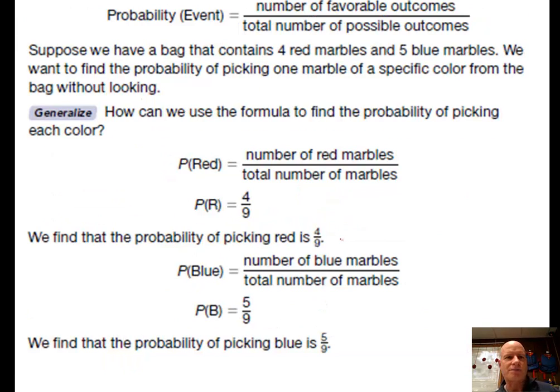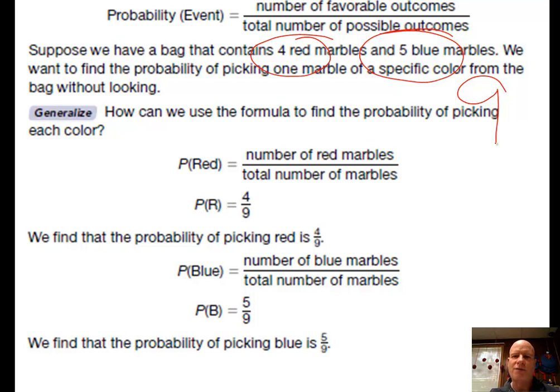So let's look at a few of these. Remembering that it's the number of favorable outcomes over the total number of possible outcomes, let's look at a bag of marbles. Suppose we have this bag of marbles, and inside this bag there's 9 marbles. 4 of those marbles are red. 5 of those marbles are blue. That's what gives us the 9 marbles total.